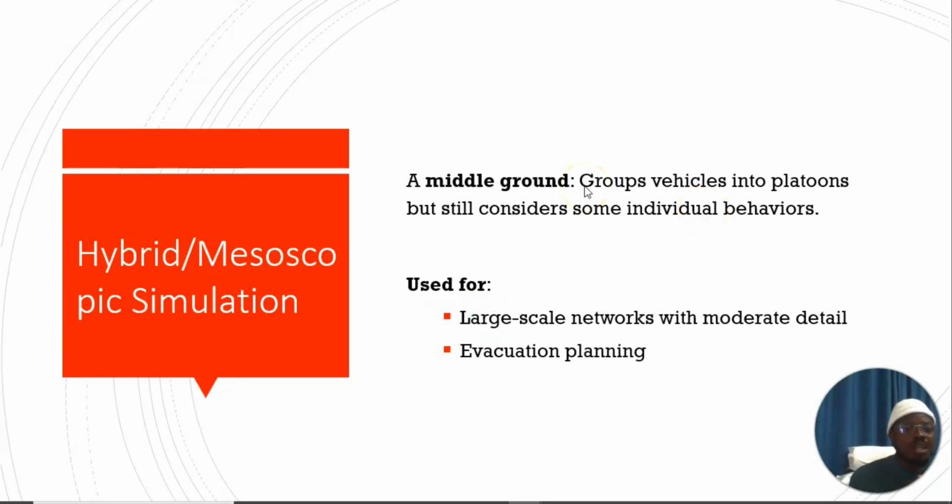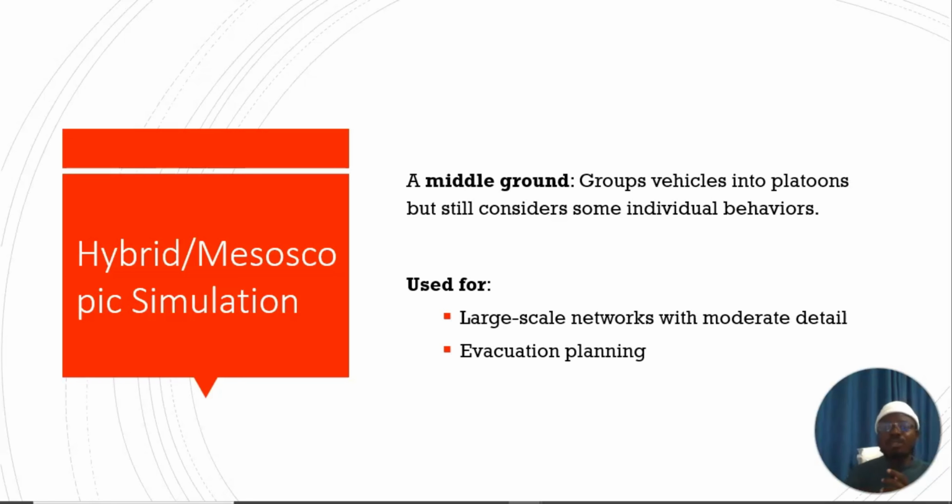Then the last one is the hybrid or mesoscopic simulation. It's a middle ground between the micro and the macro, so it groups vehicles into platoons but still considers some individual behavior. We are grouping vehicles into a set or a platoon, but we are also still looking at the behaviors of each of those vehicles. We are still trying to understand the behavior of each.